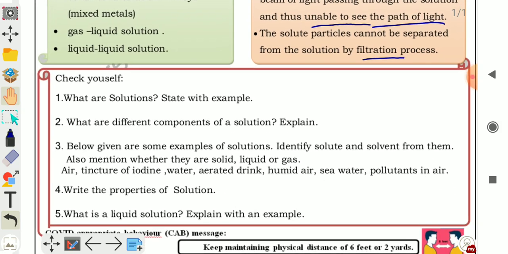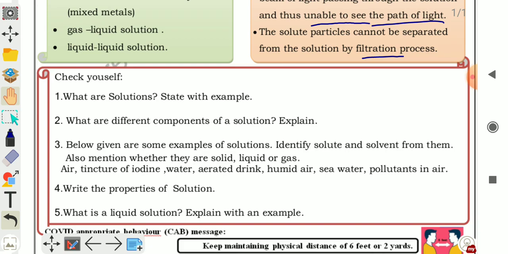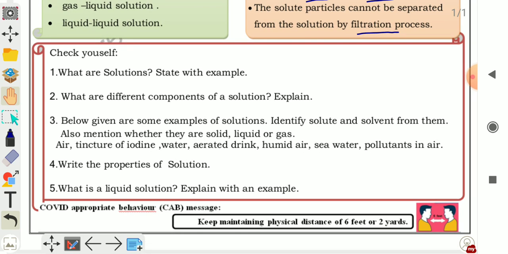Question number 3. Below given are some examples of solutions. Identify solute and solvent from them. Also mention whether they are solid, liquid or gas. So different examples of solutions are given to you. You have to find out solvent and solute in these solutions and also whether they are solid, liquid or gas. So first one is air. It is in gaseous form.